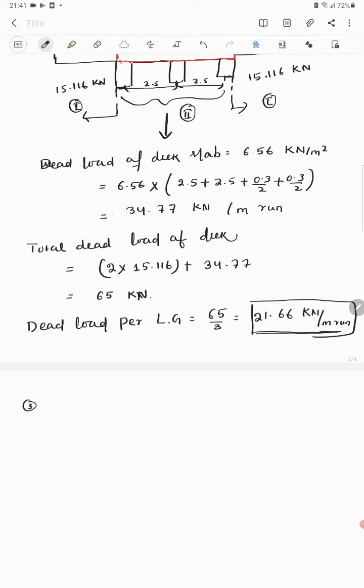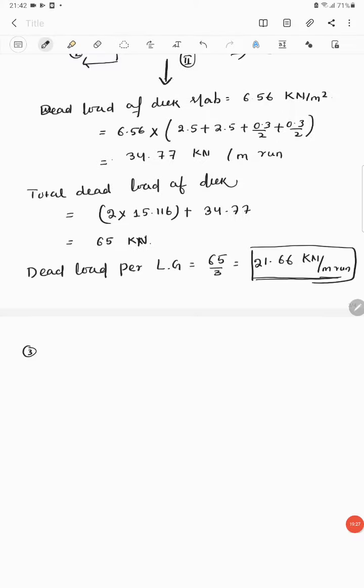Now next, we'll calculate the bending moment in the main girder or the longitudinal girder. Okay, what will be the bending moment, dead load bending moment? So first let's calculate the live load bending moment, then we'll calculate the dead load bending moment. Calculate the live load bending moment in the girder.